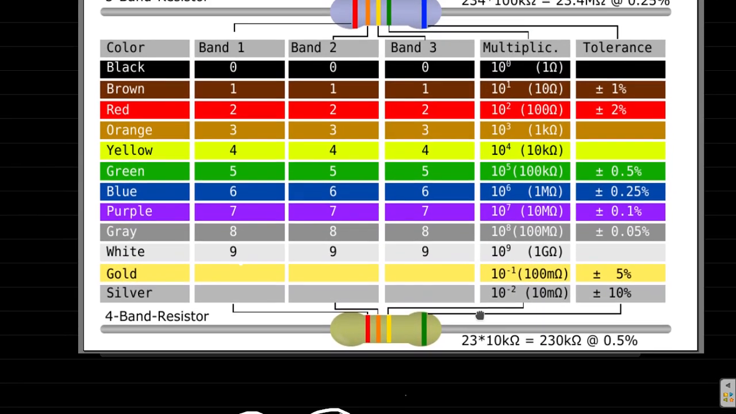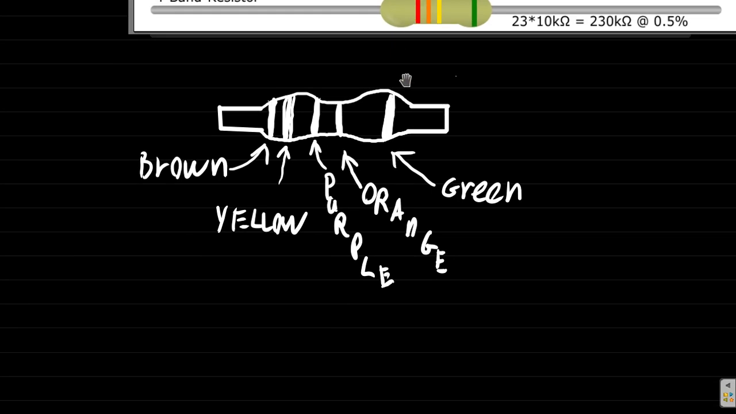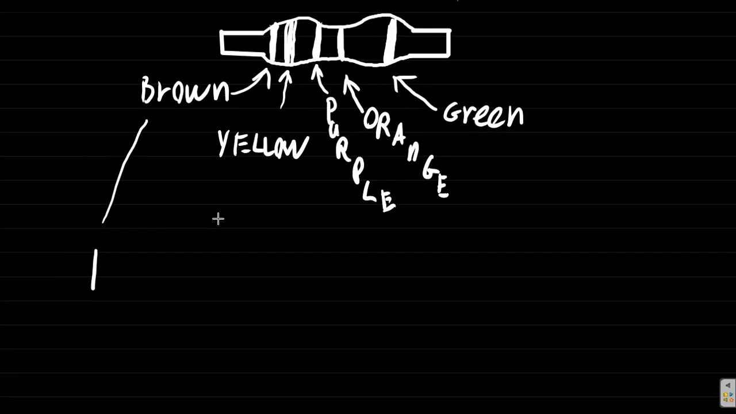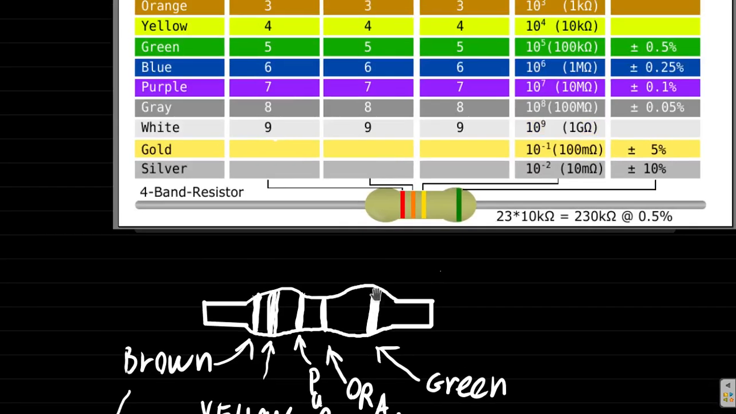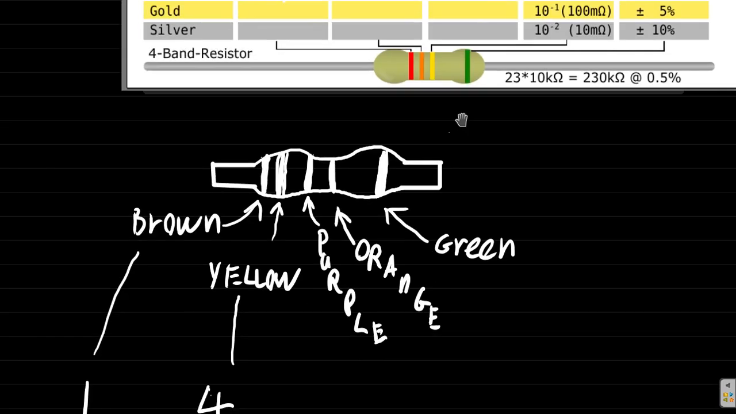The first color is brown. What number is associated with brown? It is 1. So we have 1 for brown. Then the next color is yellow. What number is associated to yellow? It's 4. So we have 4 from the yellow there. Next color is purple. Which number is associated with purple? It's 7.